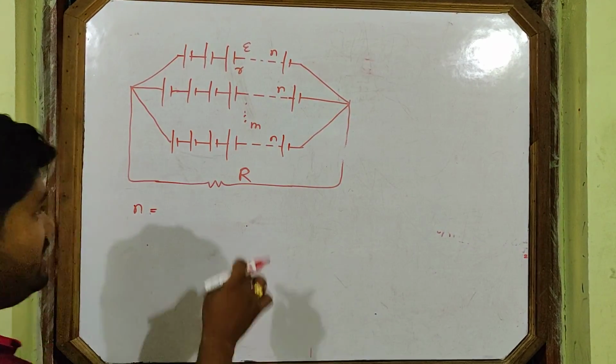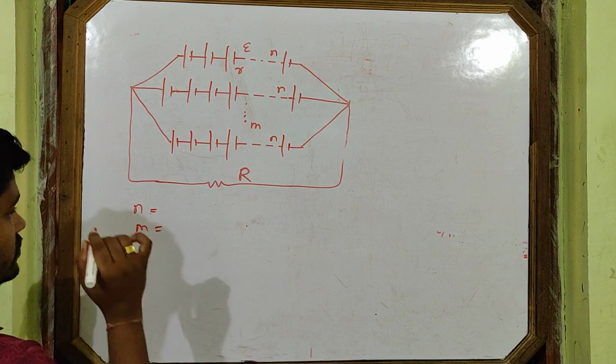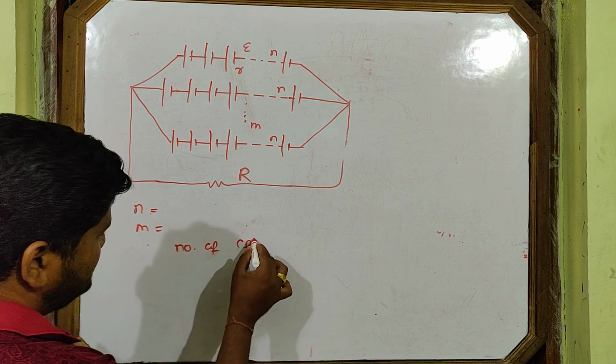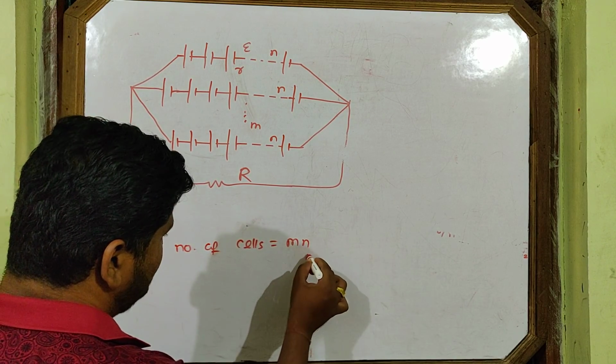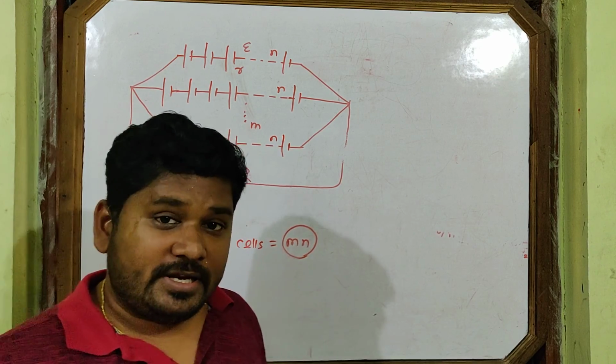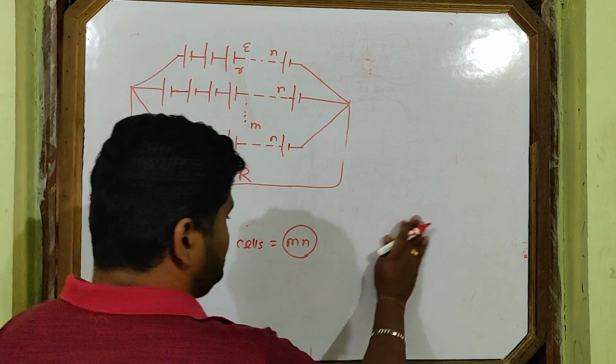And total number of rows, how many? m. m rows in total. So total how many cells? Total number of cells is equal to m into n. This is the total number of cells connected now. Let's write the expression of current.